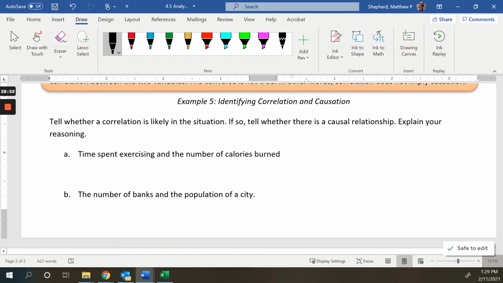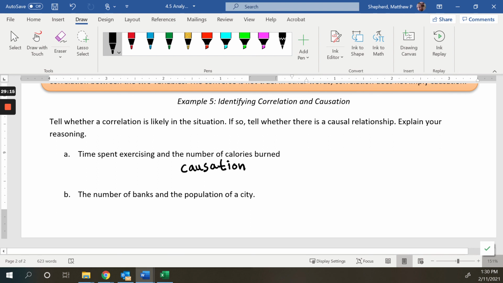First, time spent exercising and the number of calories burned. Well, I would say the exercise is the cause of the calories being burned, so this would be causation. My exercising, and the longer I exercise, I cause myself to burn more calories.